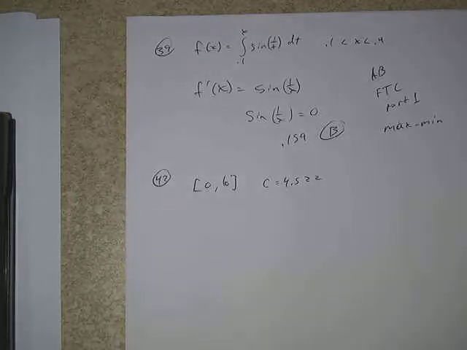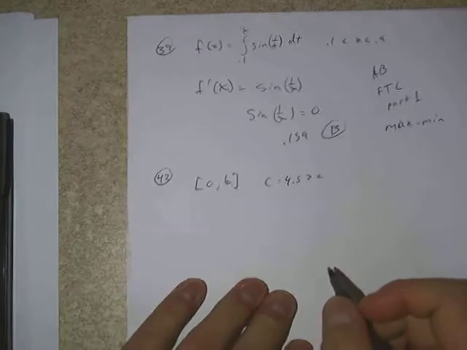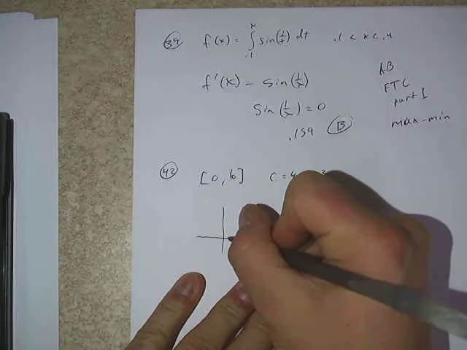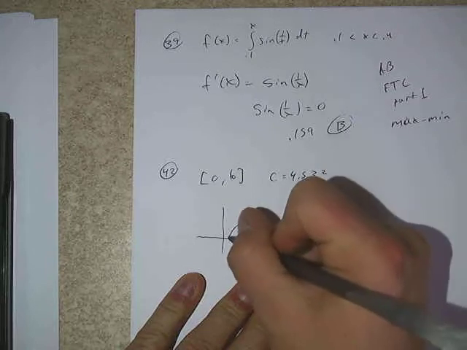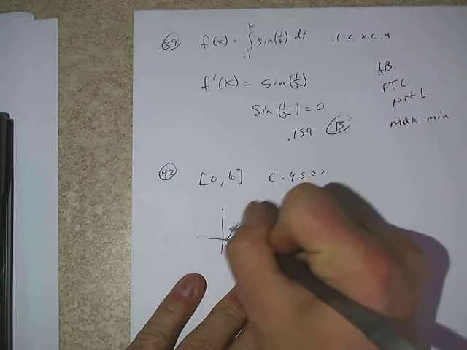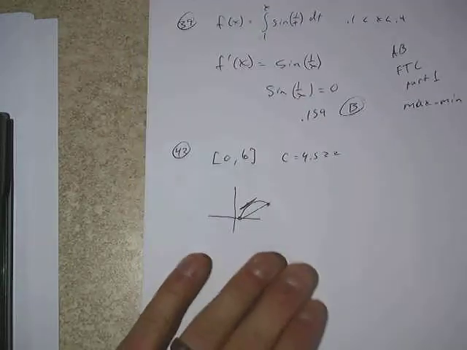42. Looks like we have a mean value theorem problem. It says on the interval 0 to b, c is equal to 4.522, the number guaranteed by the mean value theorem for the function f of x equals sine x. And we want to know what is the approximate value of b.